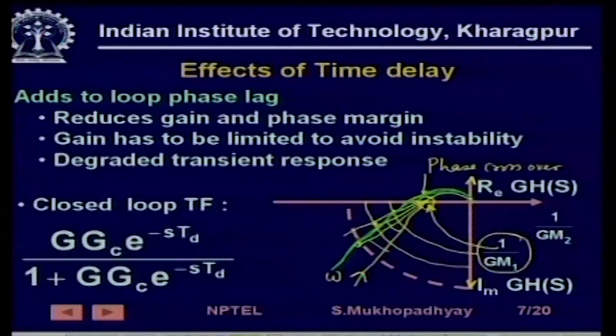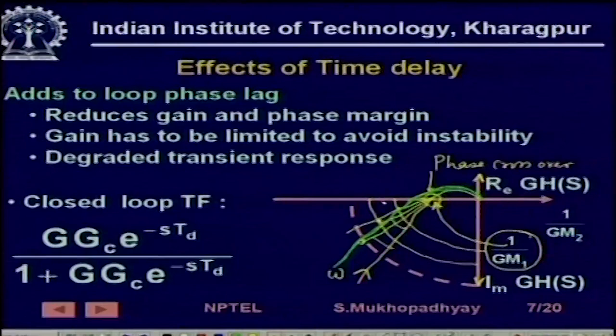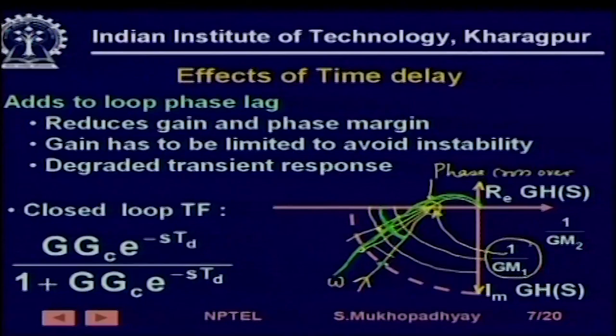So now what happens? Now the phase margin has reduced. Previously, what was the phase margin? This was the phase margin, that is the phase at the gain crossover frequency. So the phase margin was this angle. Now the phase margin is reduced and it is this angle.